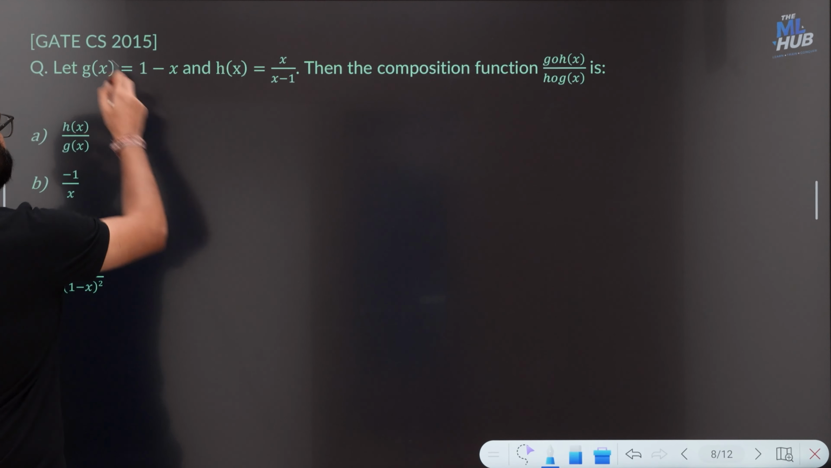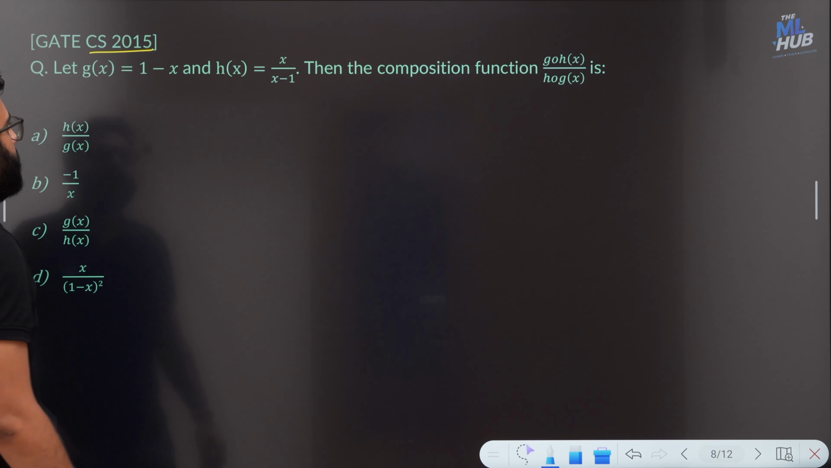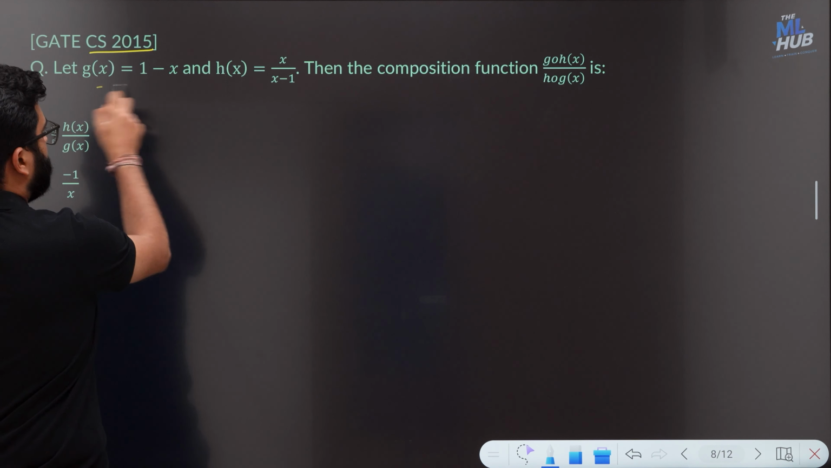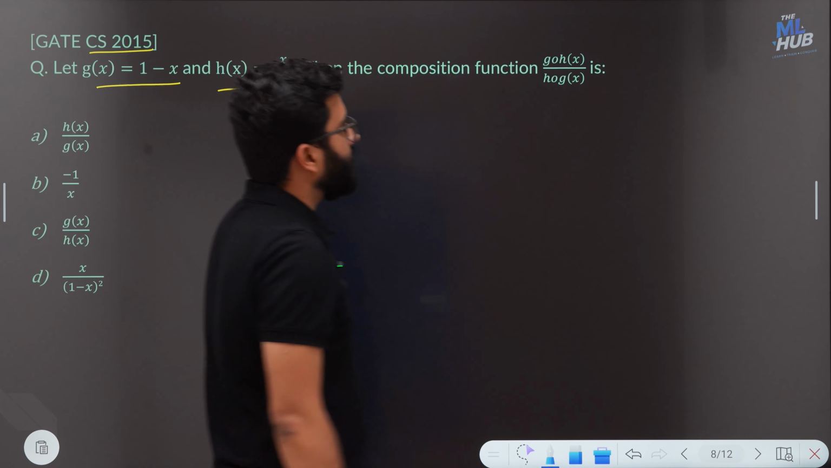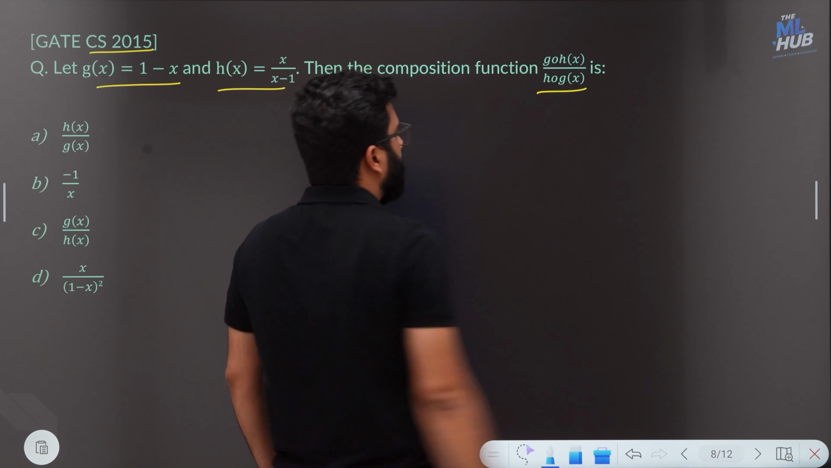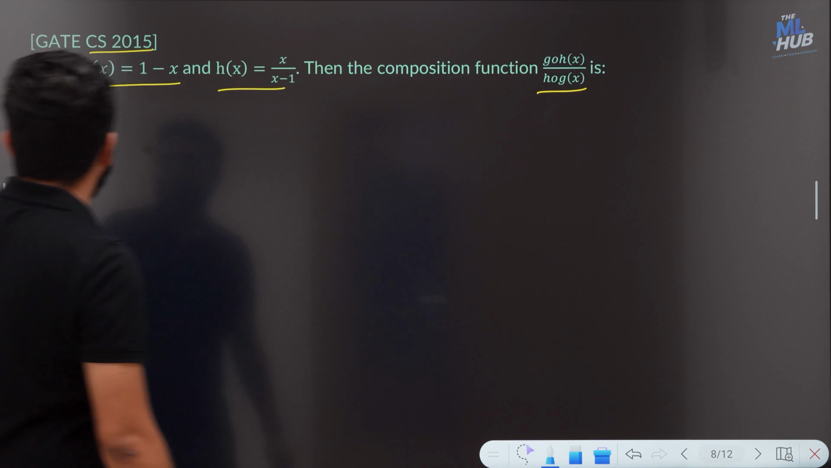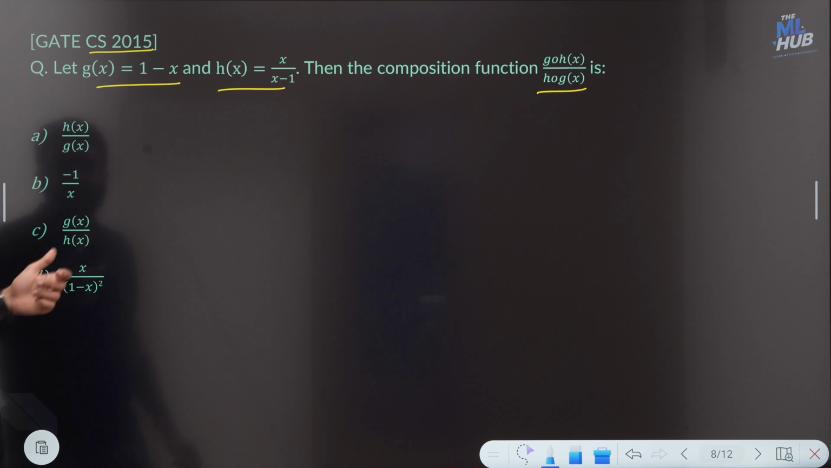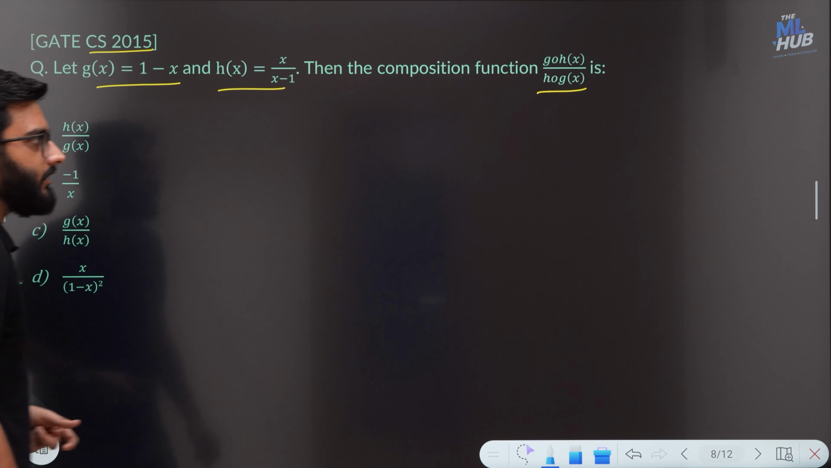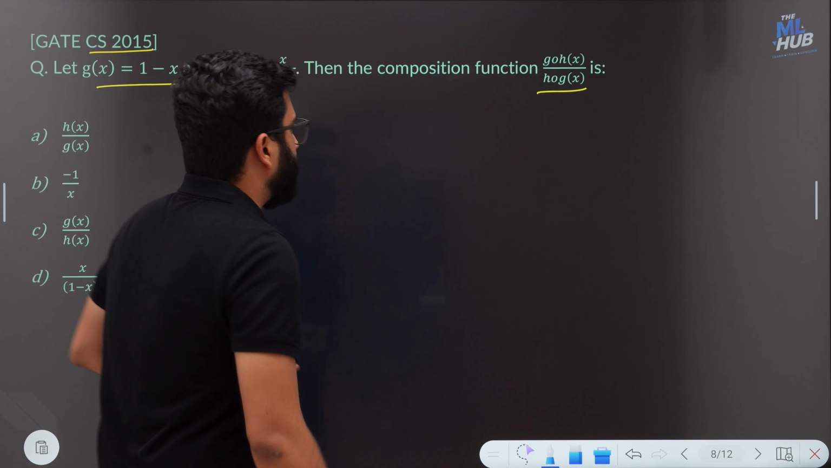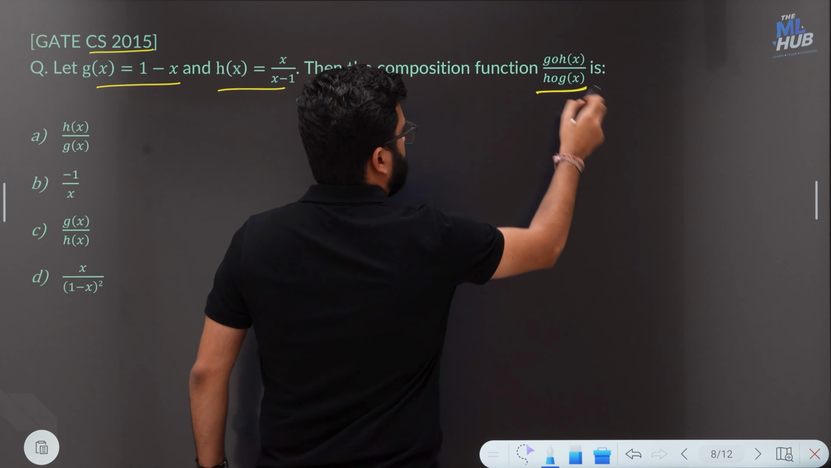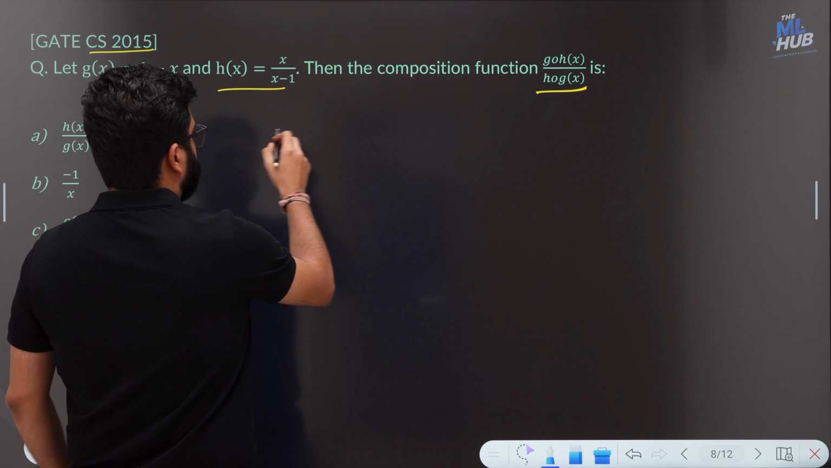One more PYQ. It was asked in CS 2015. Given two functions gx as 1 minus x and hx as x divided by x minus 1, then the composition function g of h divided by h of g will be equivalent to which of these options? hx by gx, minus 1 by x, gx by hx, or x divided by 1 minus x whole square. So first we'll be computing both and then dividing in order to find the simplified expression of this function.